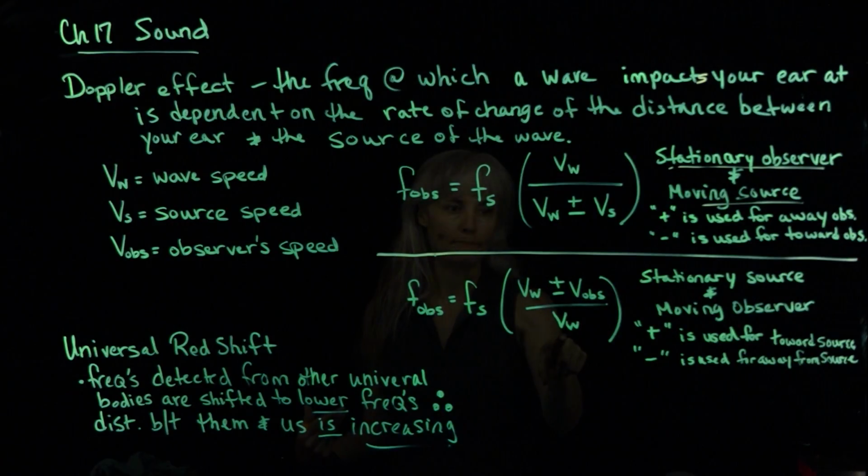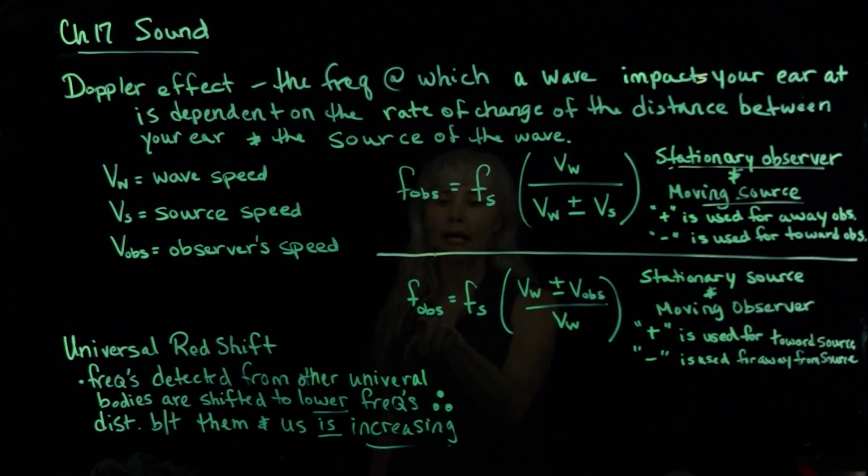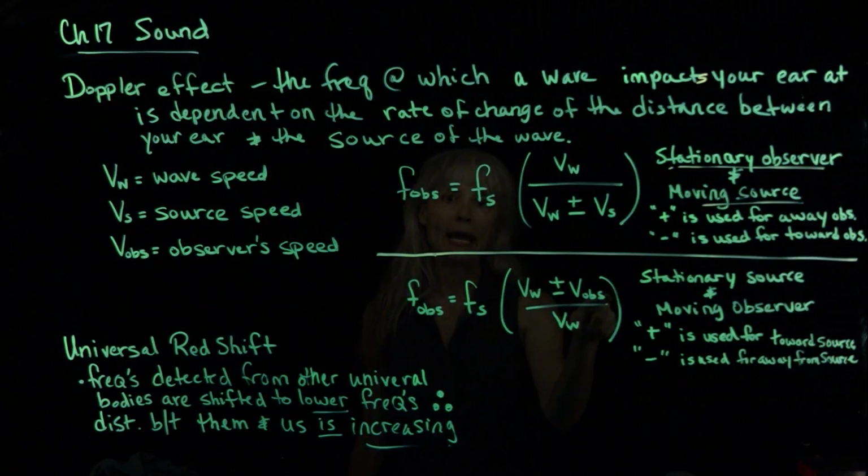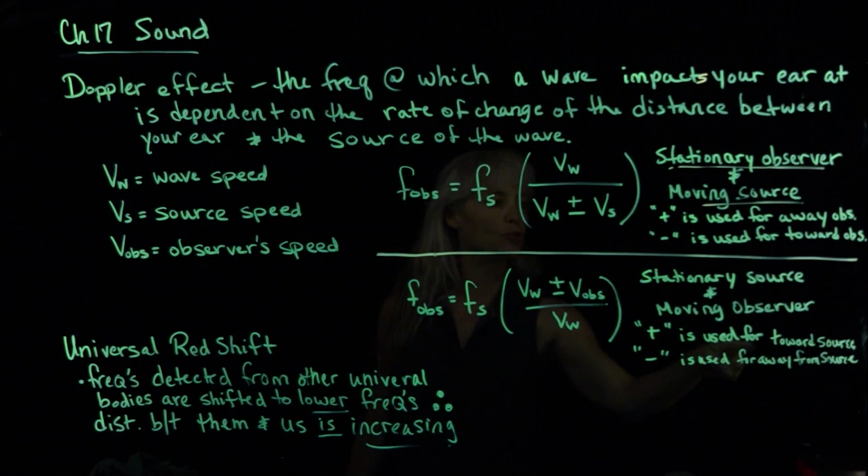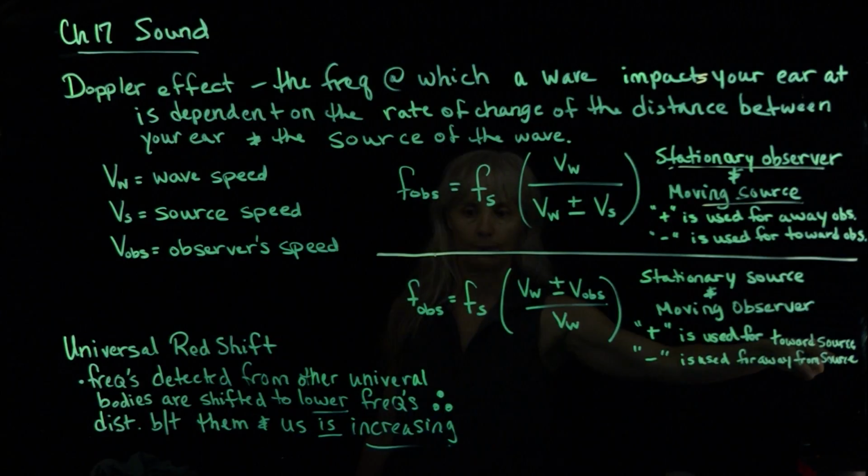of the wave. Notice that in the numerator here, if I use a plus sign, that's going to yield a larger frequency for the observer than the true frequency. So that's got to be closing the distance between the observer and the source. So the plus sign is going to correspond to the observer moving toward the source. So the plus sign is used for toward the source.